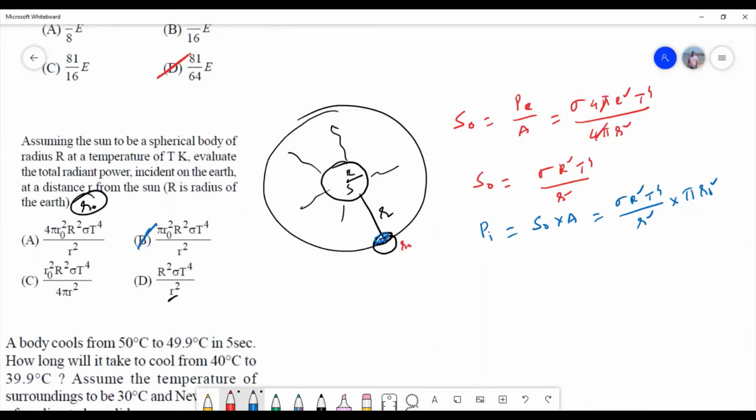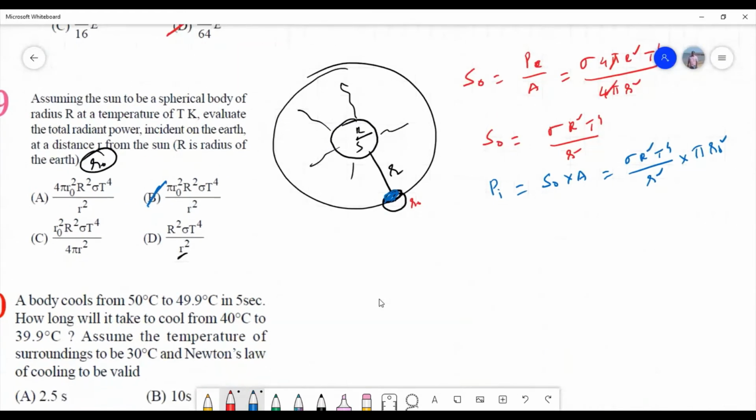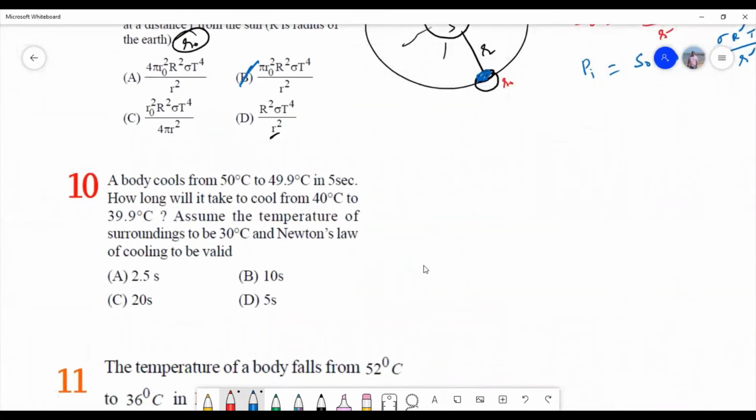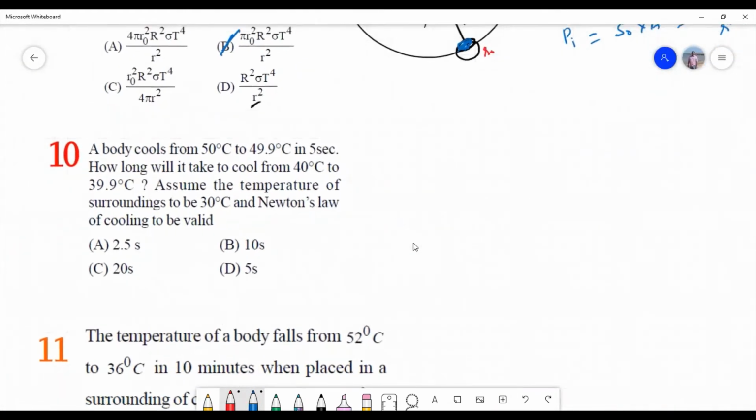So here R naught is the radius of the patch where the light is incident on it. So option number B is the correct option. Let's go to problem number 10.